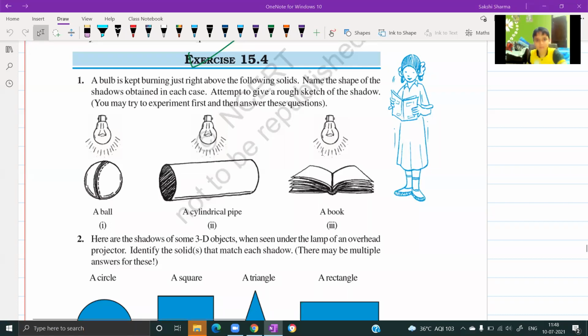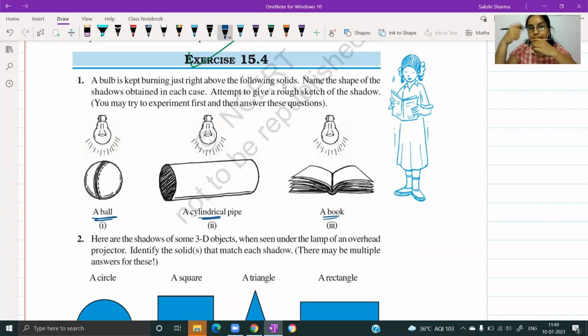Okay. Exercise 15.4. First question. A bulb is kept burning just right above the following solids. ये जो कुछ solid shapes दिए हैं, first part में एक ball है, second part में एक pipe है, third part में एक book है. इनके ऊपर एक bulb place किया गया है और bulb जग रहा है. ठीक है? The bulb is lighted. Now they are saying कि जो इनकी shadow बनेगी, आपको बताना है वो shadow कौन सी shape की होगी. And you could also attempt to give a rough sketch of the shadow. आप यहाँ पे shadow draw करके भी दिखा सकते हो, if you want.